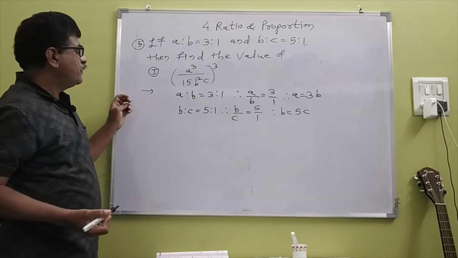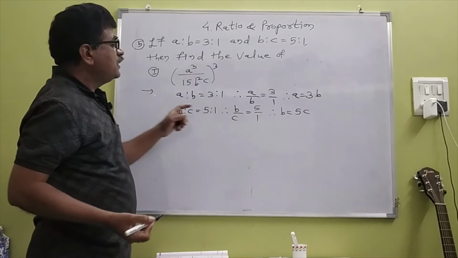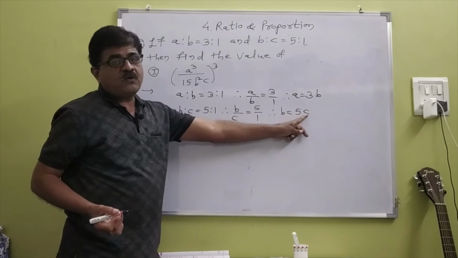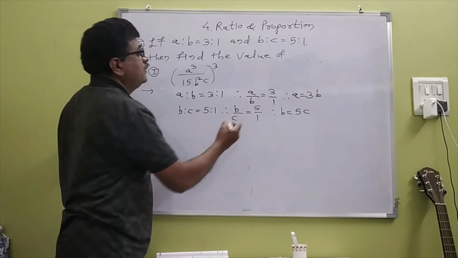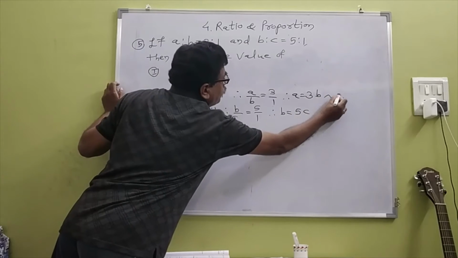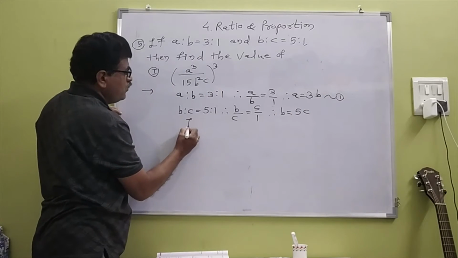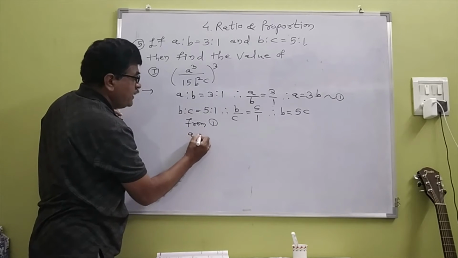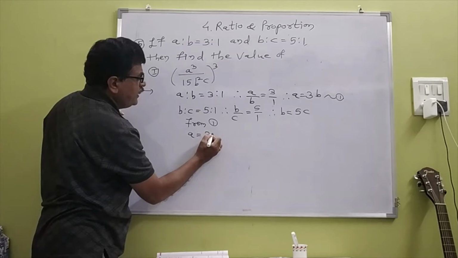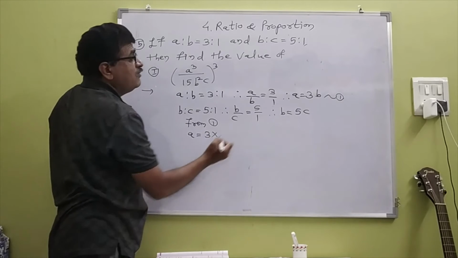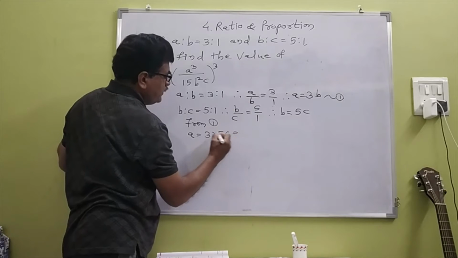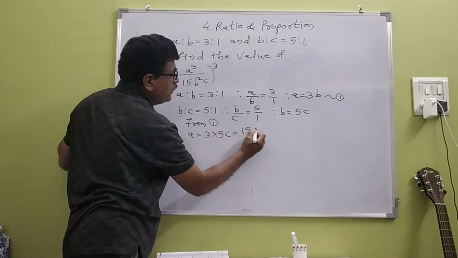Now, we have to write value of A in the form of C. Therefore, suppose this is 1. Therefore, from 1, A is equal to 3 into value of B, put value of B is 5C, therefore is equal to 3 into 5, 15C.